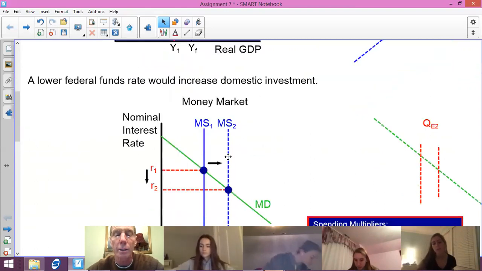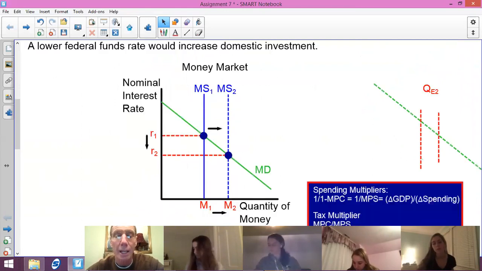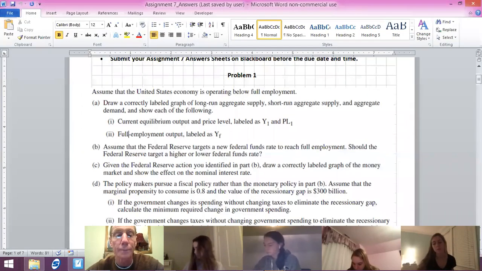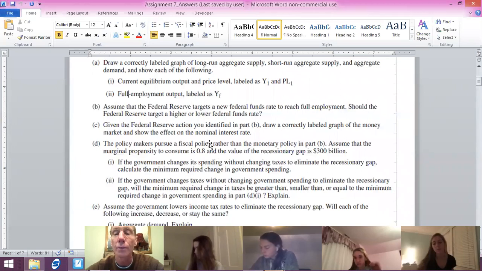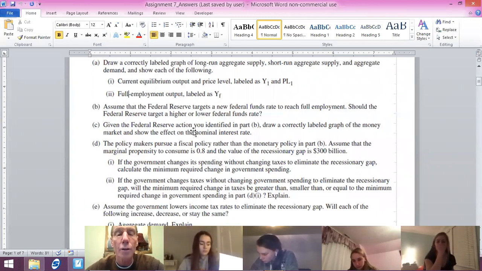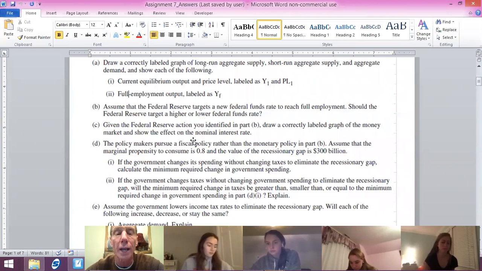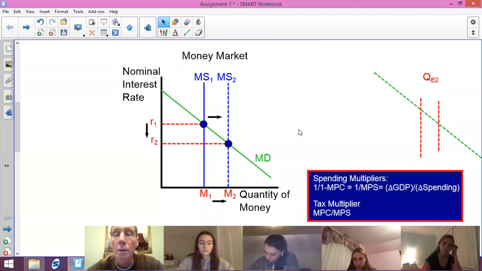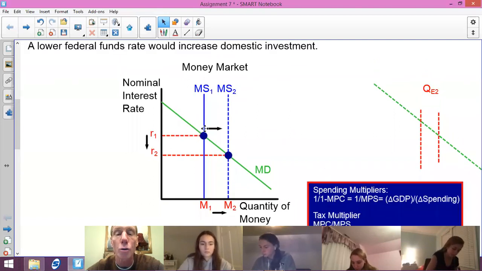Now, I'm going to get to this next graph, because it's asking us to draw it. Okay, so now that in part B, we've established that the federal funds rate is going to be lower, how does the Federal Reserve make this happen? We want to draw the graph of the money market to show what the Federal Reserve Bank is going to do to lower the nominal interest rate. So that looks like this. What they're going to do is increase the money supply.